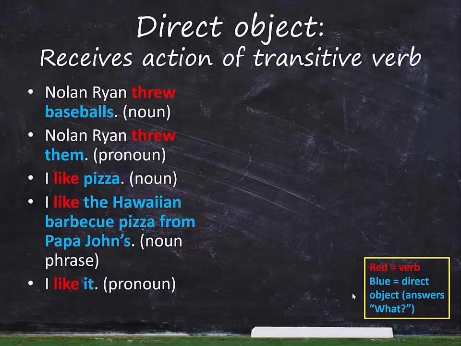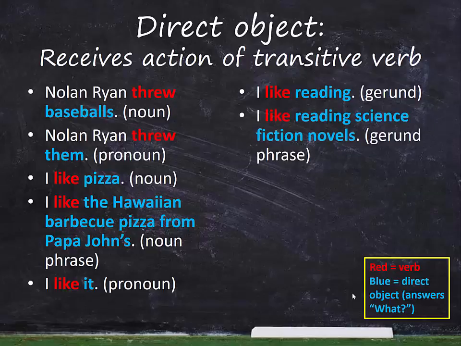Let's look at some other direct objects that aren't simple nouns or pronouns. I like reading. Reading is the object, and yes, it's a noun, but it's a special kind, a gerund, an ing verb that acts like a noun. Sometimes people mistake these for verbs. Here's one kind of like the Hawaiian barbecue pizza sentence. I like reading science fiction novels. This is a gerund phrase similar to a noun phrase. The whole phrase is the direct object.